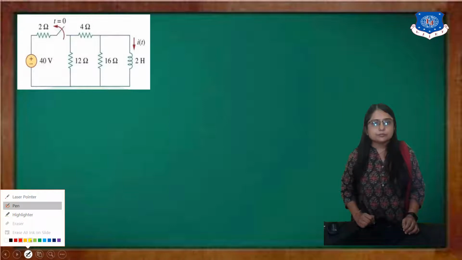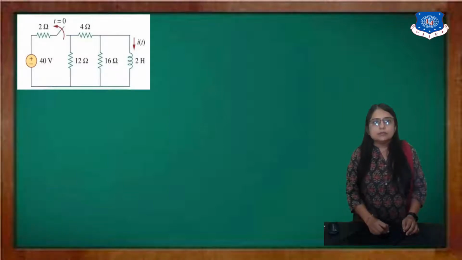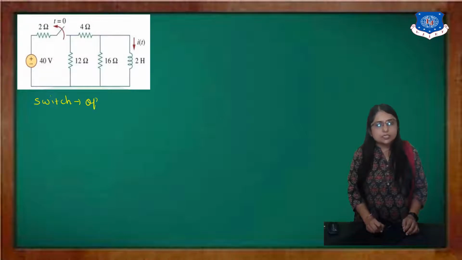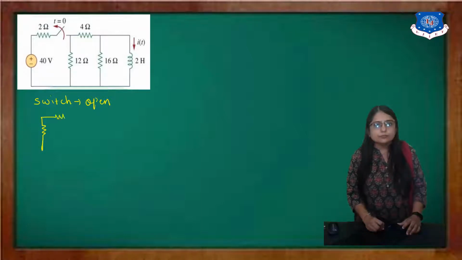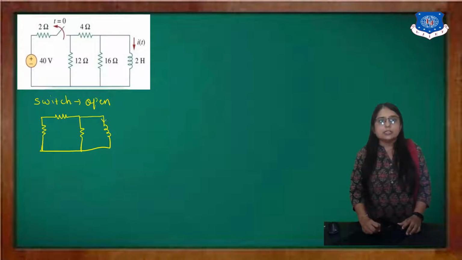Now here, first of all, when my switch is open, the condition of the switch is open. When the switch is open, I have to consider this diagram, so let me draw that diagram. The diagram is like this, and I am interested in finding this current, which is i(t). The value of the inductor is 2 Henry. This is 16 ohm. Here we have a 4 ohm and here we have a 12 ohm.